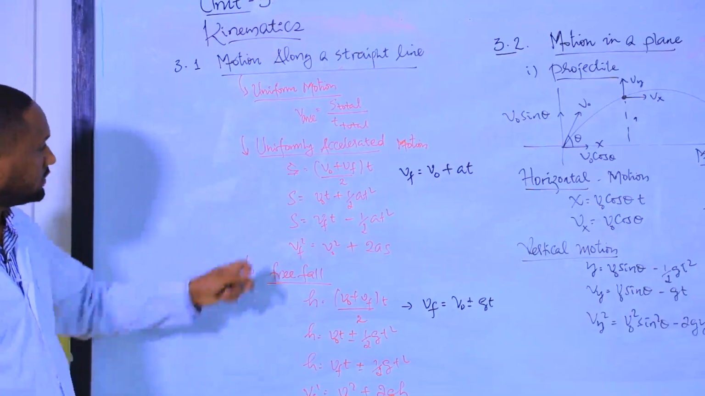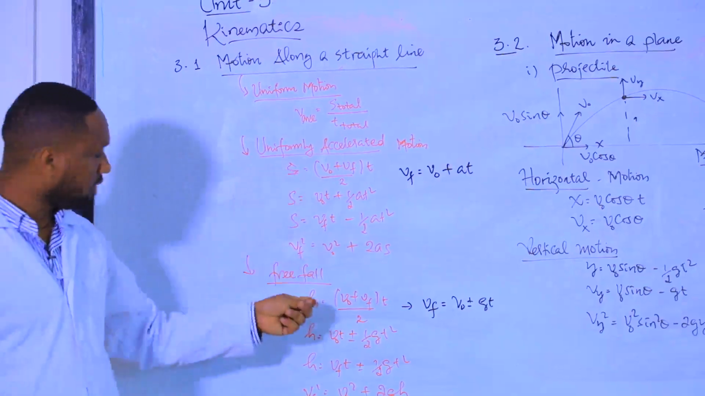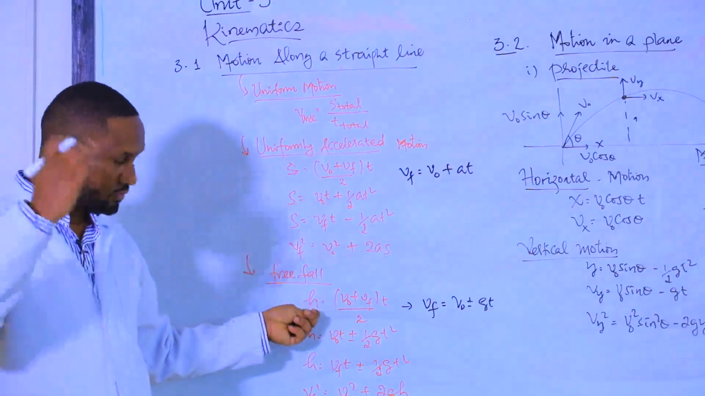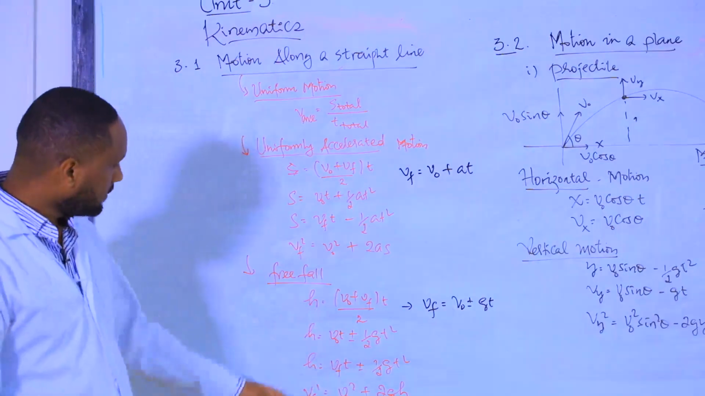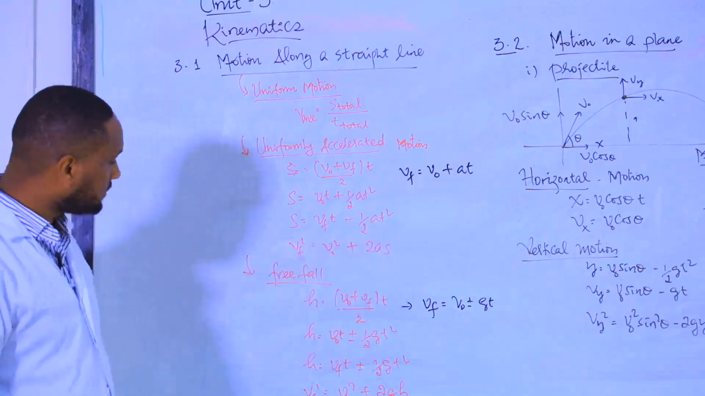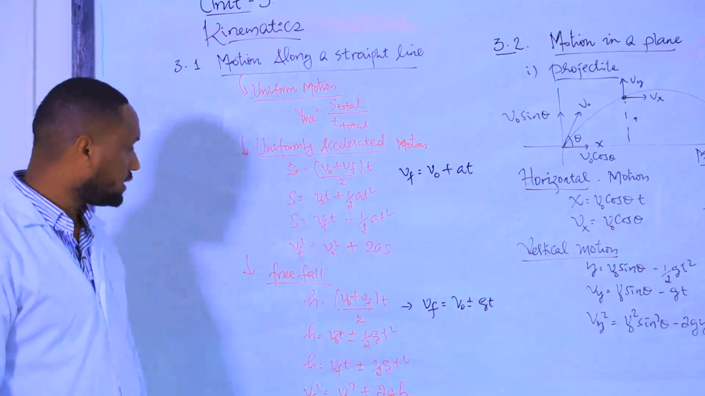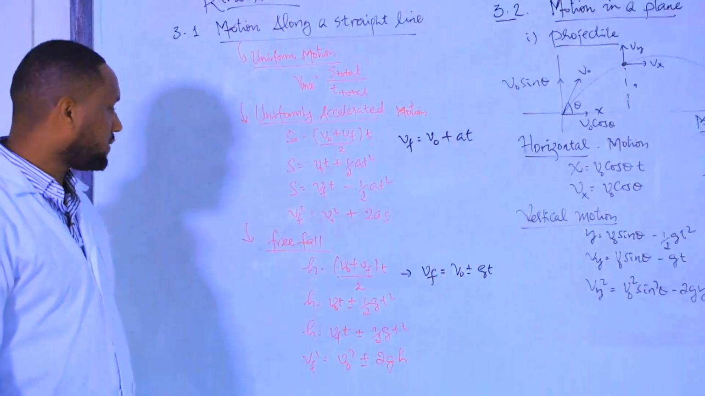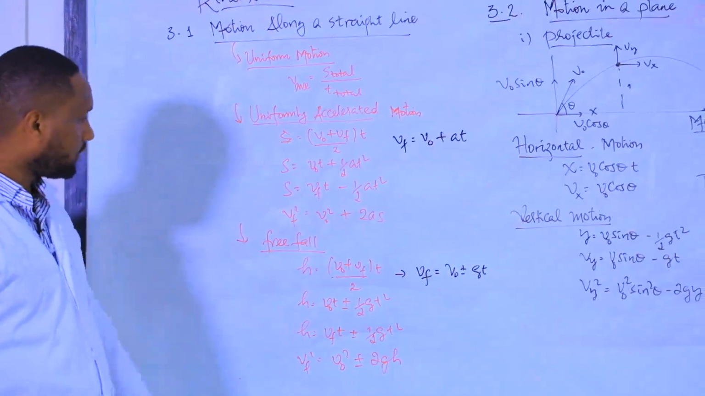So these equations that we have derived for uniformly accelerated motion will also hold true for free fall with a slight modification. Here we have used s, but we're going to use h to show a vertical height. So h is equal to initial velocity plus final velocity times time divided by 2, and all these are very useful in determining the motion of a free fall, okay?